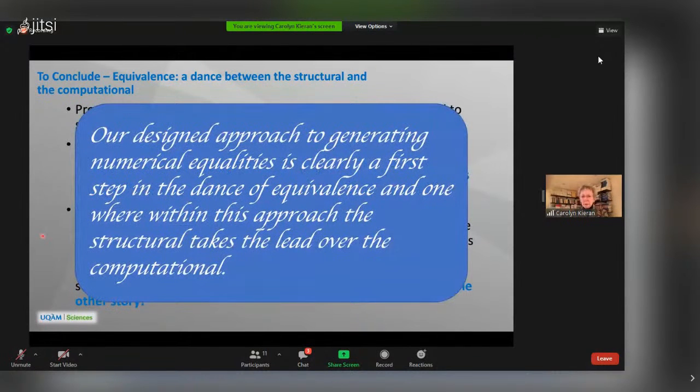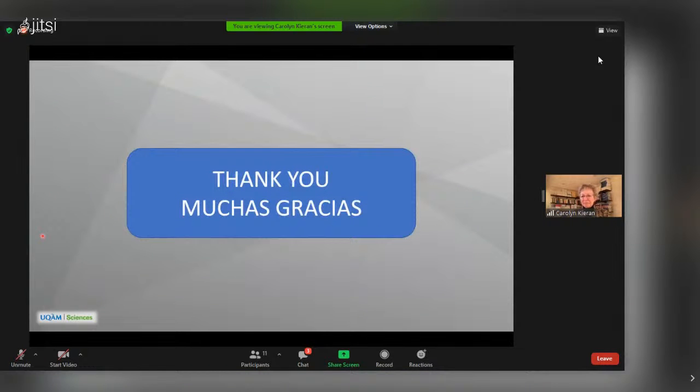Our designed approach to generating numerical equalities is clearly a first step in the dance of equivalence, and one where, within this approach, the structural takes the lead over the computational. I thank you.